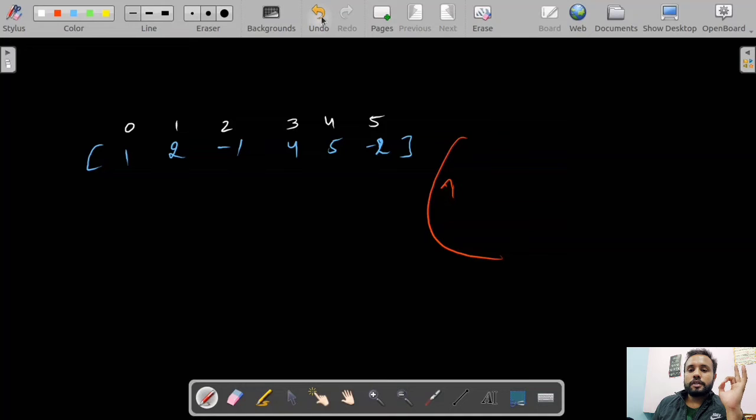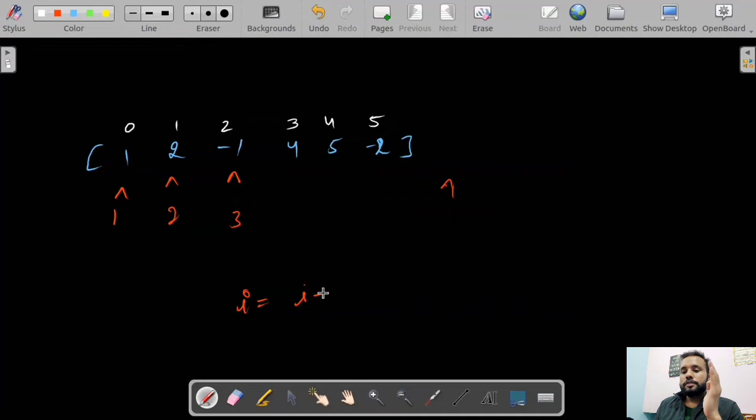Now the first number is 1, present in array. Second number is 2, present in array. Third number is 3, not present in array. It means this one is missing. We just have to compare. Index I, that is 0, contains number I plus 1. Or we do not have to use the equal sign. We can say that if nums of I is not equal to I plus 1, it means I plus 1 is missing.